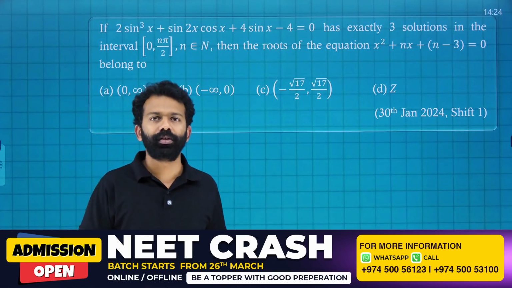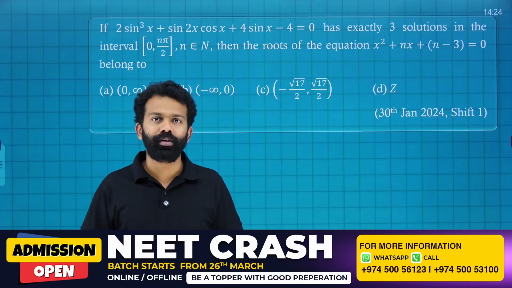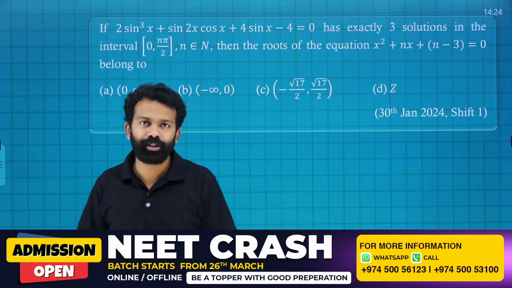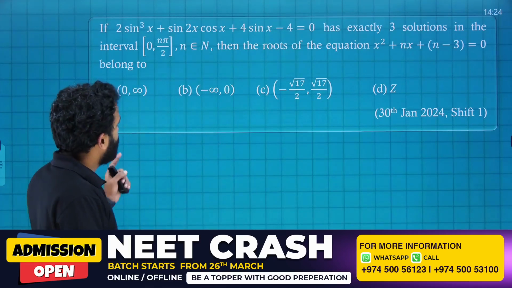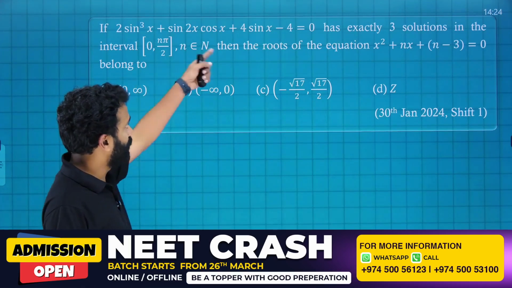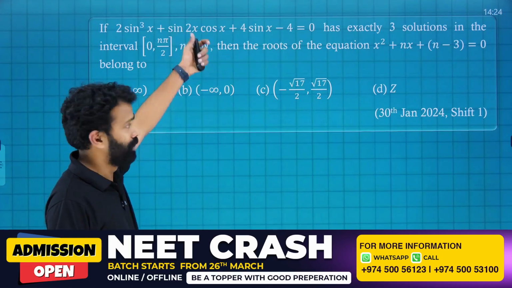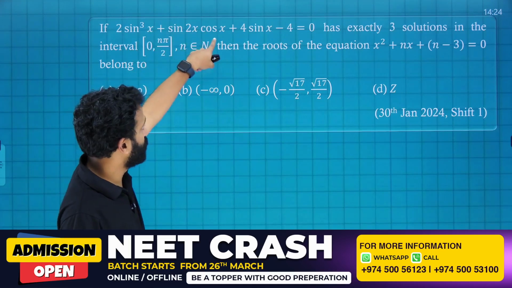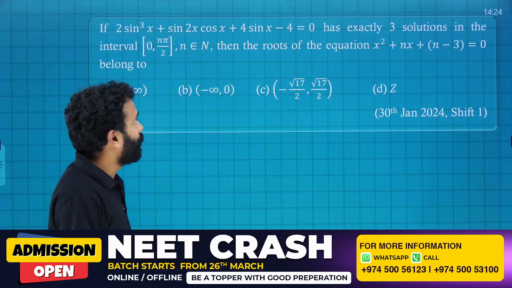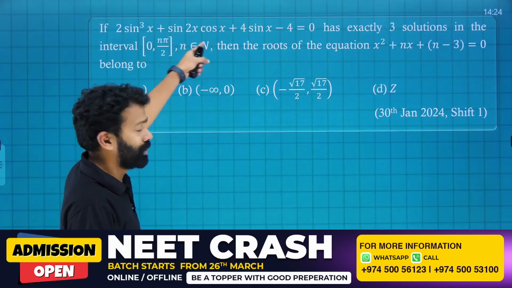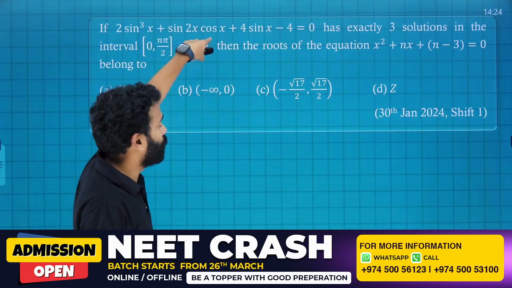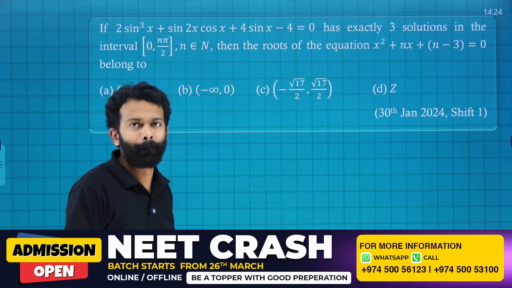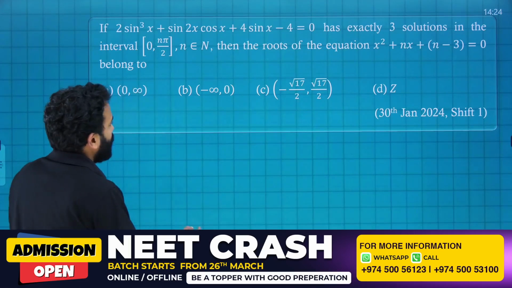And how are we going to tackle this question? Easy actually. As I told you before, it will be better if you convert everything in terms of a single trigonometry function. Here a cos x is there, and the rest of the family belongs to sine. How will you convert this cos in terms of sine? Let's try to do this.